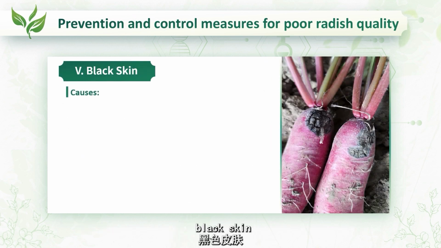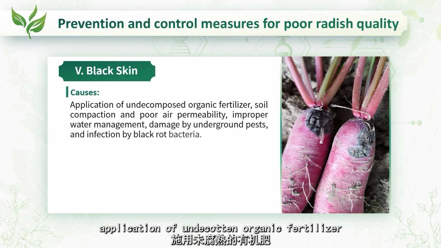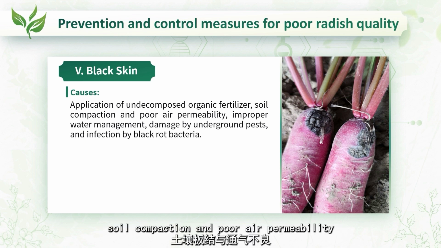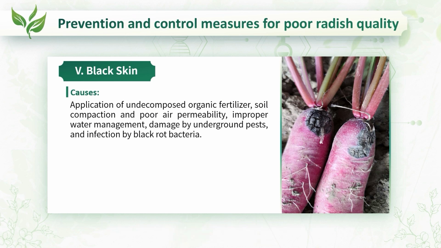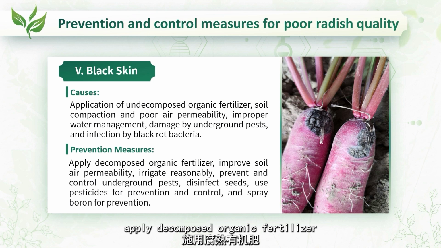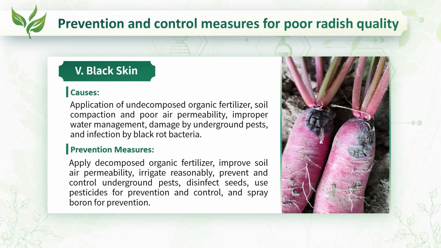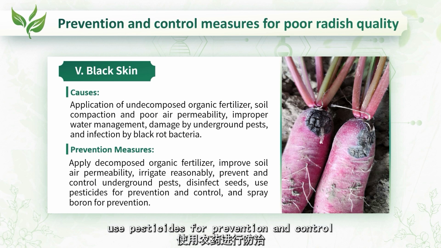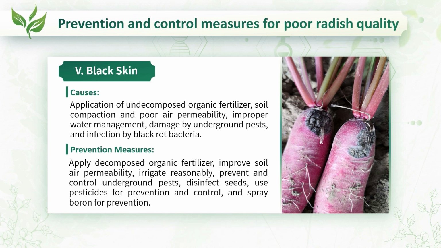5. Black skin. Causes: application of undecomposed organic fertilizer, soil compaction and poor air permeability, improper water management, damage by underground pests, and infection by black rot bacteria. Prevention measures: apply decomposed organic fertilizer, improve soil air permeability, irrigate reasonably, prevent and control underground pests, disinfect seeds, use pesticides for prevention and control, and spray boron for prevention.